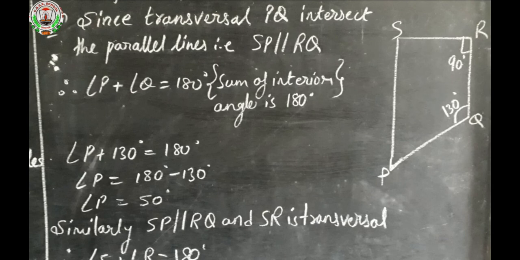So we are going to substitute the value of angle Q in the equation, angle P plus angle Q is equal to 180 degrees. While substituting the value, it becomes angle P plus 130 degrees is equal to 180 degrees, isn't it? While transposing 130 degrees, it becomes minus 130 degrees. Then angle P is equal to 180 degrees minus 130 degrees. So angle P is equal to 50 degrees.